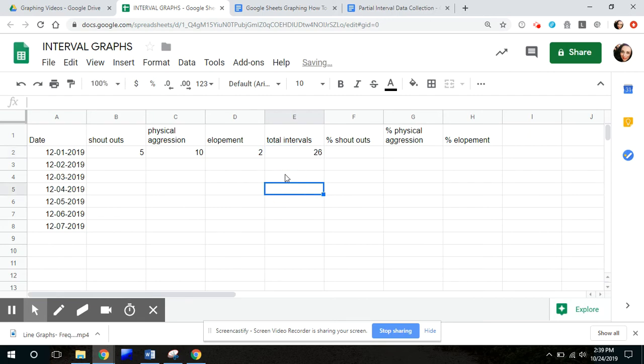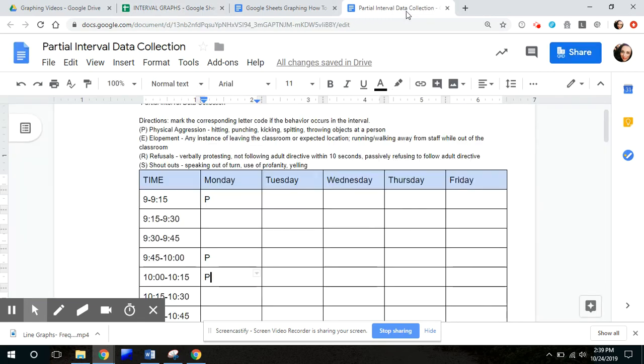It's important to have a total intervals column, just because there might be days when the student comes late, leaves early, has a doctor's appointment, or is being pulled out of school for therapy, or maybe something happened in your classroom and another student was in crisis. Maybe you missed an observation period. You're going to want to shade those dates and times out, or X them out.